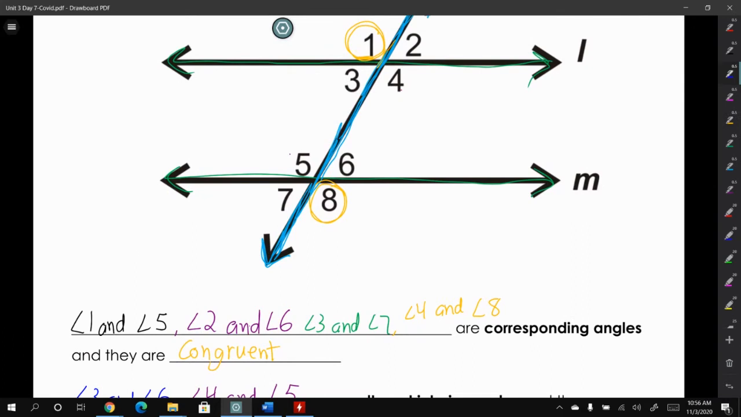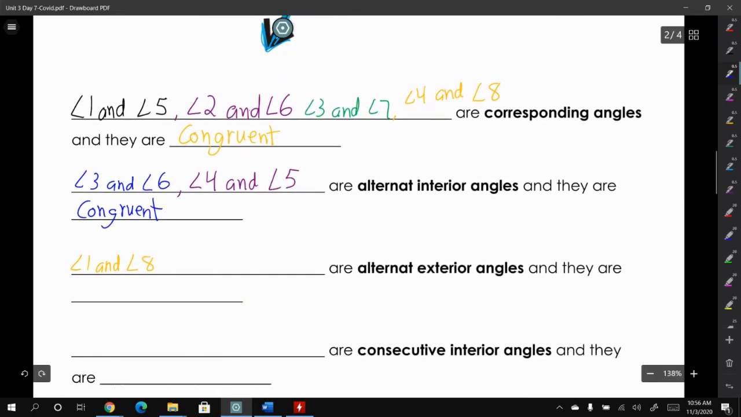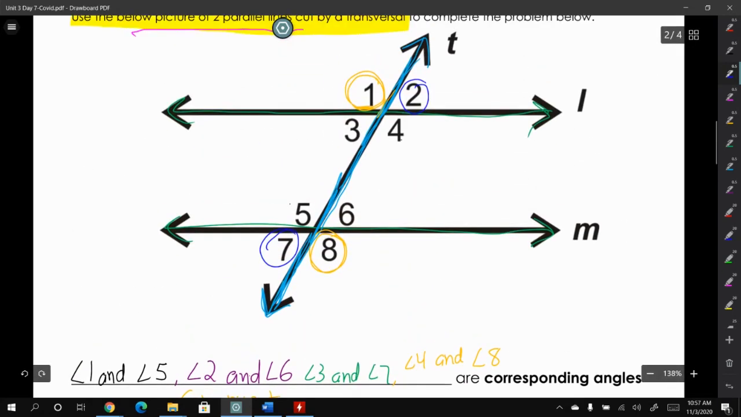And then we have angle 2 and 7. Those are, again, on opposite sides of the transversal from each other, and they're both outside of the parallel lines. So angle 2 and angle 7. Now, these angles are also congruent.